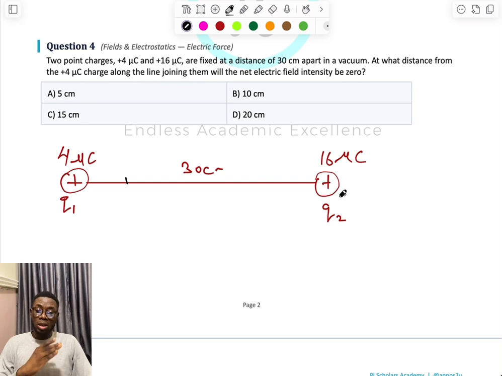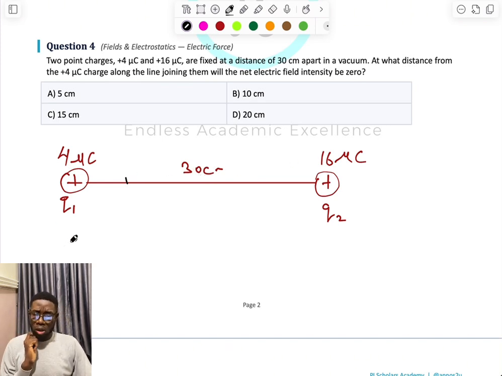The same thing with this 16 microcoulomb. To the left and to the right, you have electric field intensity due to the presence of that charge. But when you have more than one charge in a system, like these 2 point charges now, these two will contribute to the electric field intensity that surrounds them, and at different positions they contribute differently. So at a point, these two can actually have their electric field intensity cancelled out.